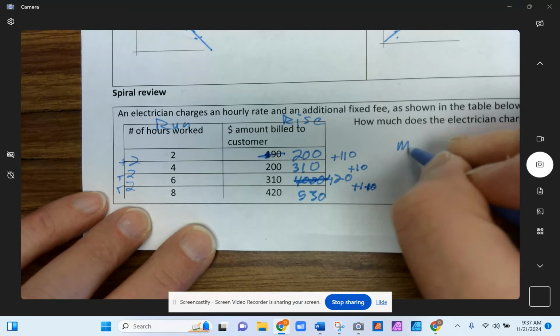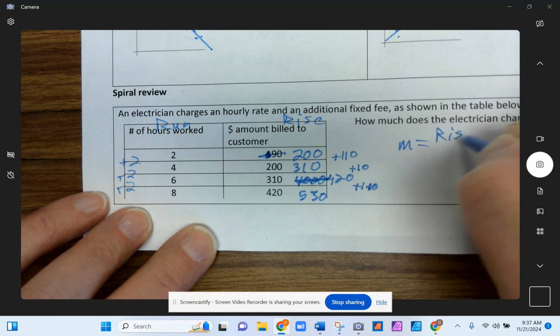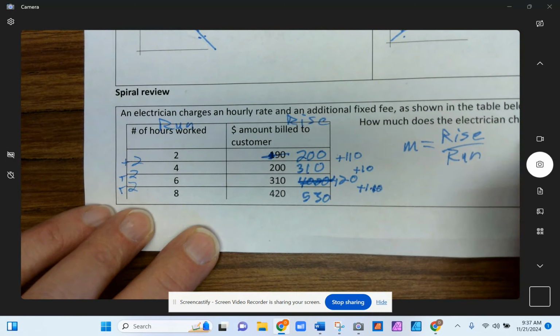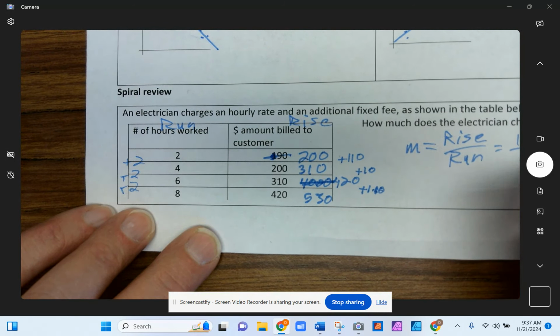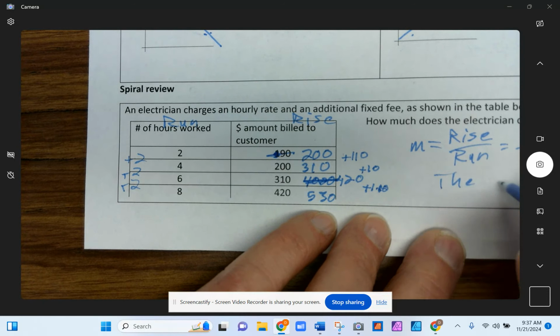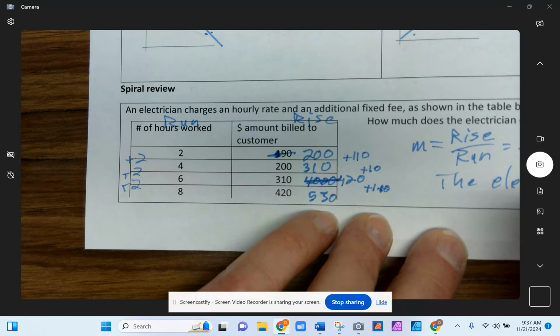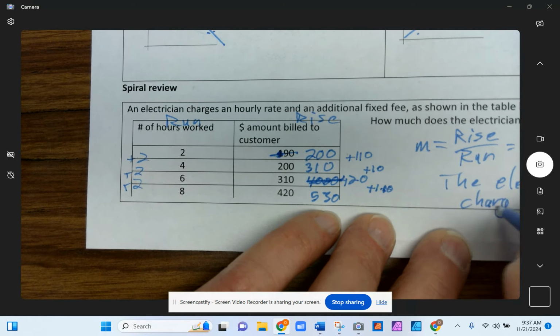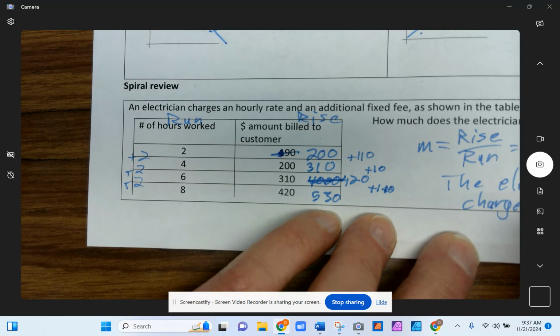Okay, so this is our slope basically, right? So rise divided by run is going to be 110 divided by 2. Okay, 110 divided by 2 is 55. So the electrician charges $55 per hour.